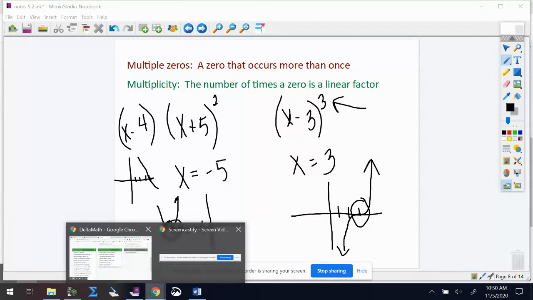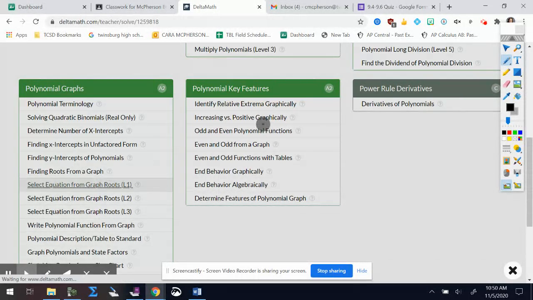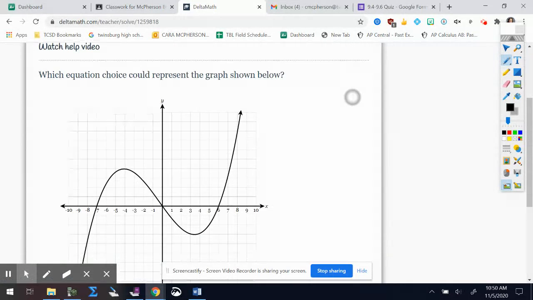So I wanted to go do some Delta Math and just kind of take you through some problems so you're comfortable with what I'm going to ask you to do. So I'm going to ask you to select the equation from the graph. So I'm going to go to this one. These are going to be matching multiple choice. They're going to be really quick.